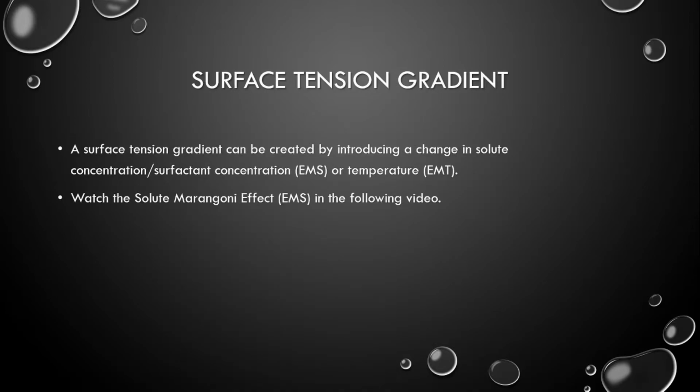So how can we create a surface tension gradient? A surface tension gradient can be created by introducing a change in the solute or the surfactant concentration, and this type is known as the solute Marangoni effect, or it could be created by introducing a thermal gradient, and this type is known as the temperature Marangoni effect or the thermal Marangoni effect. In the case of the soap bubble, what we're interested in is the solute Marangoni effect, and I demonstrate this in an experiment in the following video.